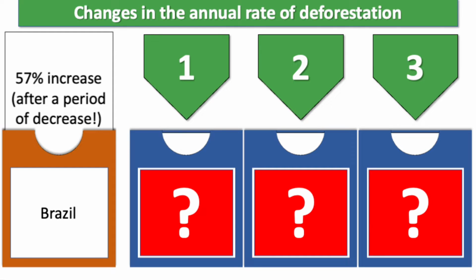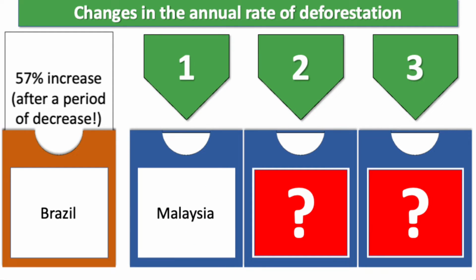Right, let's have a look at our next country. So our next country is Malaysia. Now, do we think Malaysia has seen a bigger change in the annual rate of deforestation than Brazil? So I'm going to give you a moment to have a think about that, and then we will reveal the answer, whether it's higher or lower.